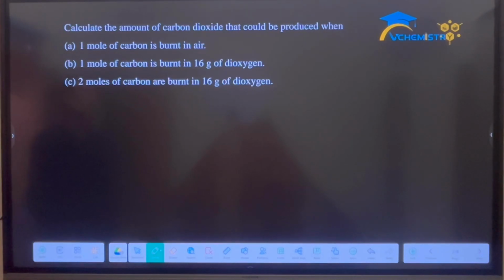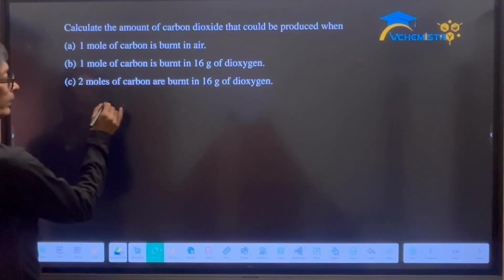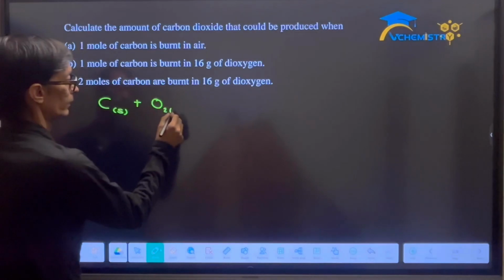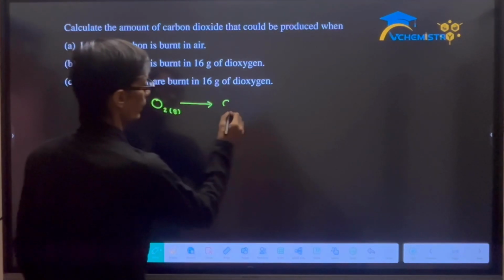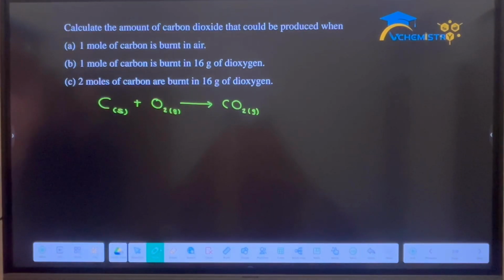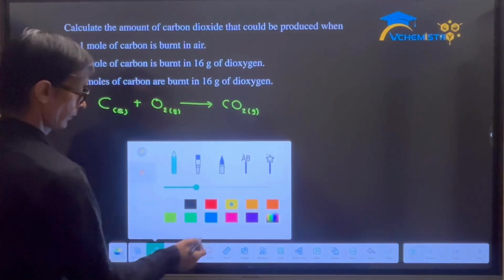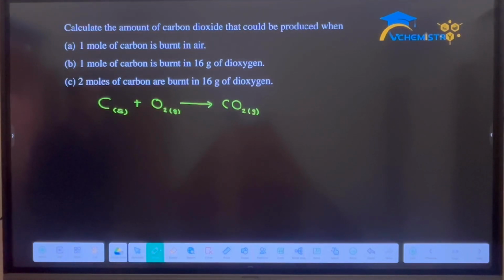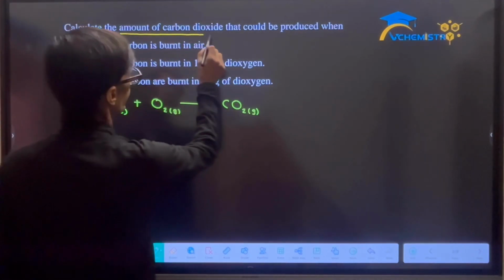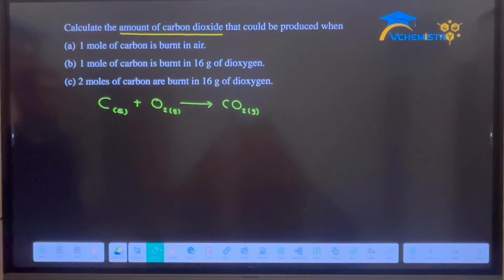Today, the first question is: calculate the amount of carbon dioxide that could be produced. See, we have carbon C solid plus O2 gas, it gives carbon dioxide. We are now talking about the limiting reagent. The first question is that 1 mole of carbon is burned in air. We want to calculate the amount of carbon dioxide. That means we want to calculate the amount in gram of the carbon dioxide.